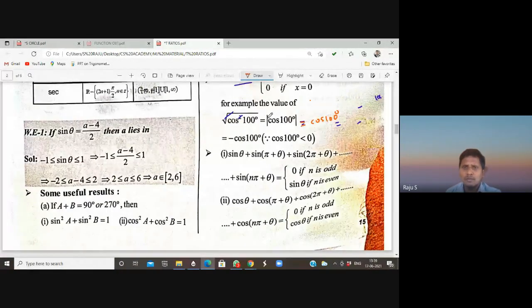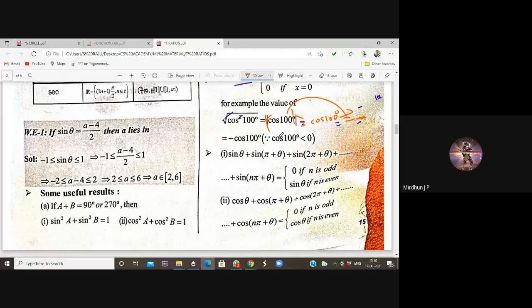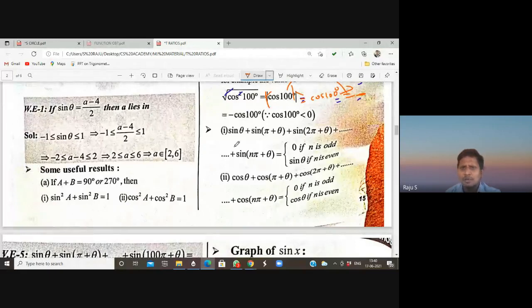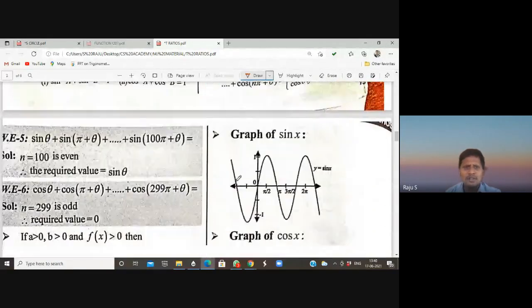It is equal to, when we remove this modulus. Is it right? What is cos 100? Negative value. Is modulus negative? No, sir. It's never. So that is minus of cos 100. So these are some properties, two important points here.